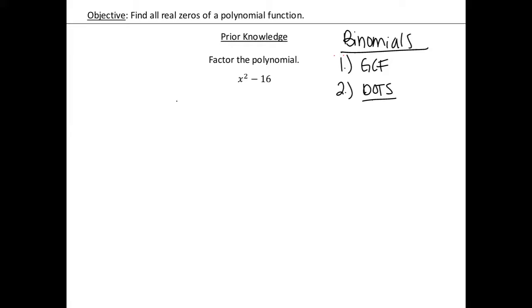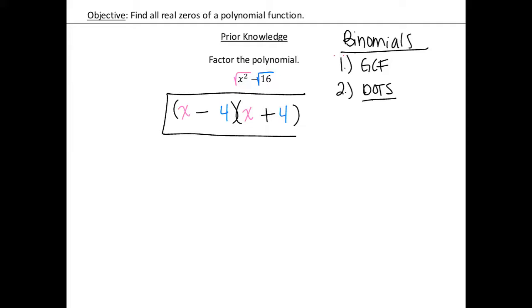So then I can take those and split into two binomials by taking the square root of each one. So the square root of x squared would give me x in the first blank. And then the square root of 16 would give us our 4. And then don't forget, you need one of them to be a subtraction, and the other one has to be an addition. So anytime we have a difference of two squares, we need to split it into the two binomials.